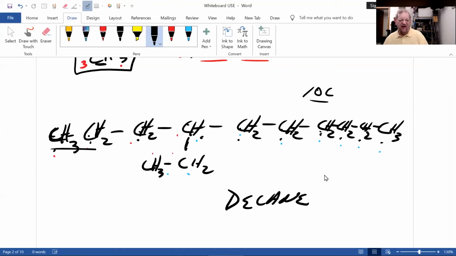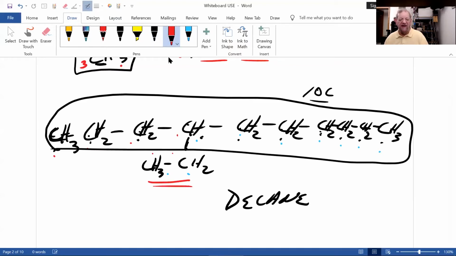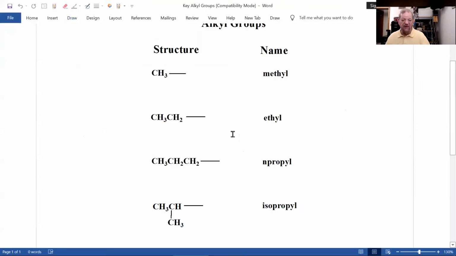As soon as I say decane, all that's spoken for. And notice we have something left over. That's the alkyl group. How many carbons in there? 2. Notice you have 2 carbons here attached to the long chain. And hopefully soon you'll learn this table. The alkyl groups, 2 carbons attached to long chain is called ethyl. 2 carbons, long chain, ethyl.